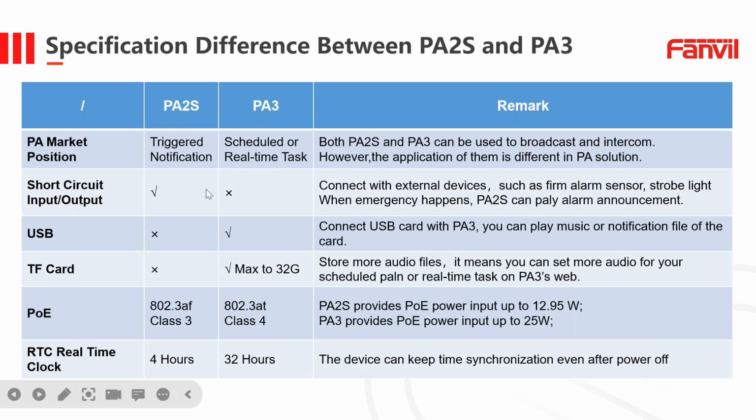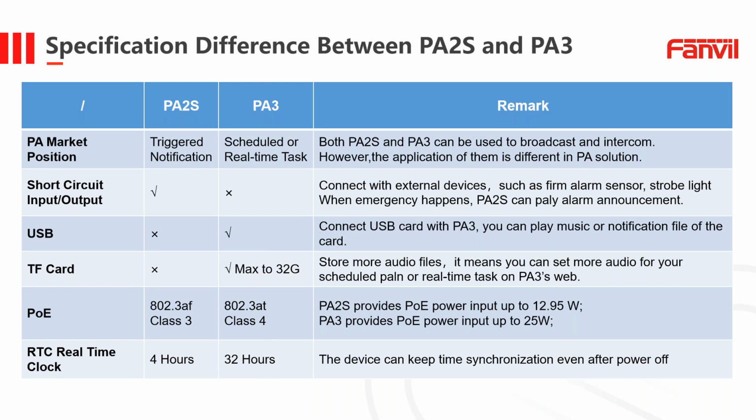And many friends asked us about the difference between them, and why the real-time clock is useful. You can see PA2S supports 4 hours and PA3 supports 32 hours. So let me give you one example.